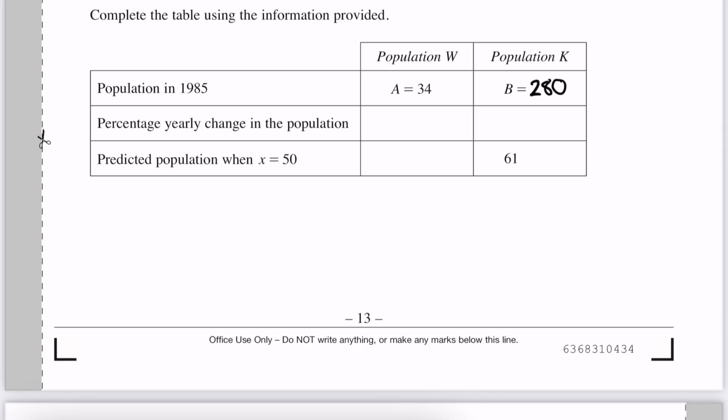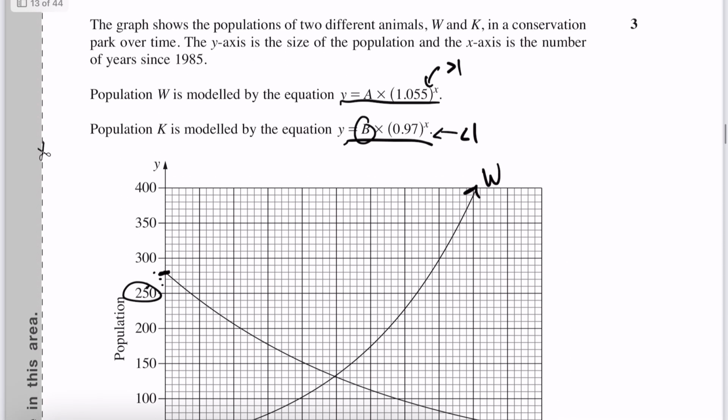Cool. The percentage yearly change in population. Now this requires you to have an understanding of exponential graphs. And so the percentage change is indicated by the factor that is raised to the power of x. So if we consider 1.055, if I take away the 1, I'm increasing myself by a factor of 0.055. And if I multiply that by 100, well, that's equal to 5.5%.